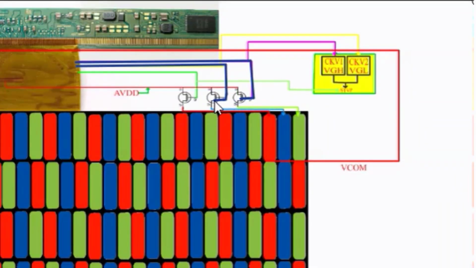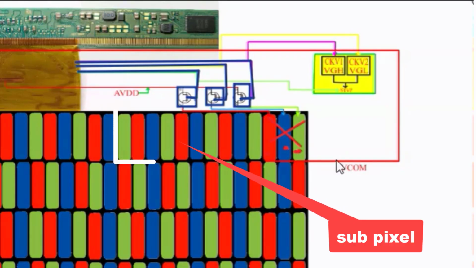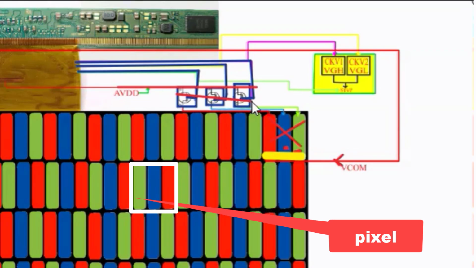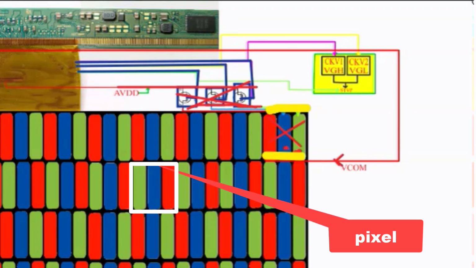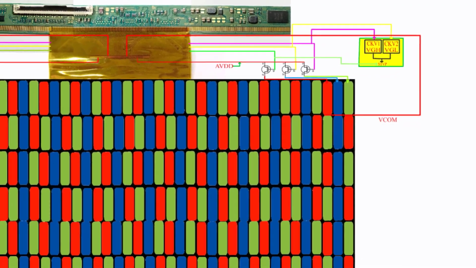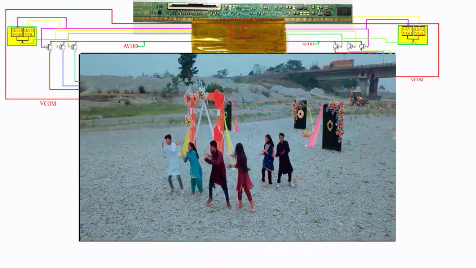Then these voltages are connected to the sub-pixels of the glass, and these are called pixels. And these are called sub-pixels or RGB filter. Now the AVDD voltage from the source IC is directly connected to the drain connection of the transistor in the sub-pixel, and the VCOM voltage is connected to the ground connection of the sub-pixels. Then we get the picture on the display.